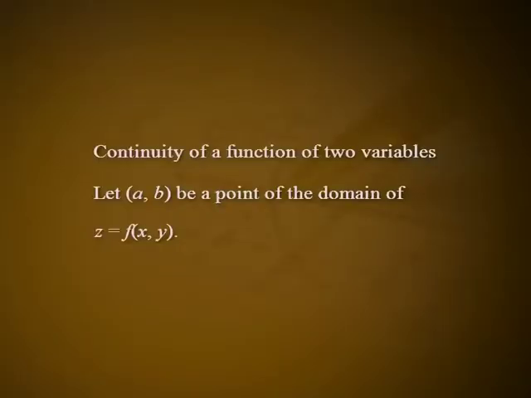Continuity of a function of two variables. Let (a, b) be a point of the domain of z equal to f of (x, y). As in the case of functions of one variable, we say that f is continuous at the point (a, b) if for points (x, y) near (a, b), the value f of (x, y) of the function is near f of (a, b). That is, f of (x, y) can be made as near f of (a, b) as we like by taking the points (x, y) sufficiently near (a, b).